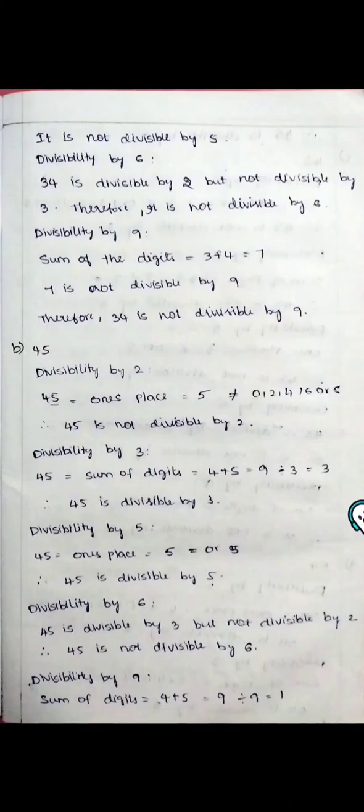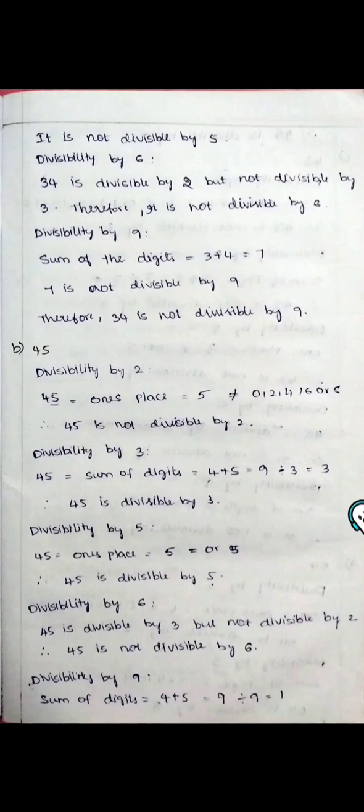So next one is divisibility by 6. 34 is divisible by 2 but not divisible by 3, so we can say it is not divisible by 6. Divisibility by 9. Sum of the digits: 3 plus 4 is 7. 7 is not divisible by 9. So we can say 34 is not divisible by 9.